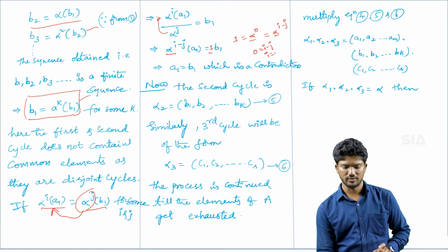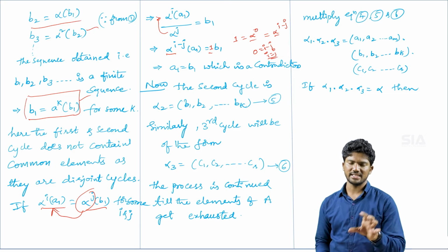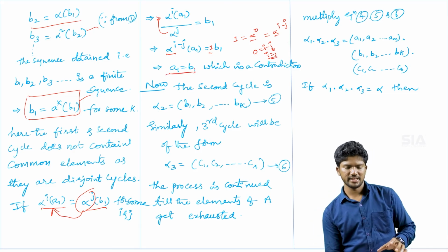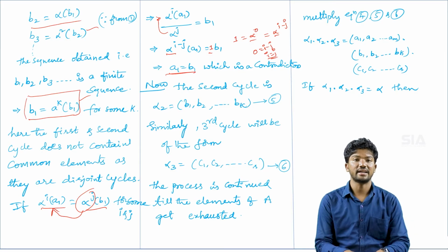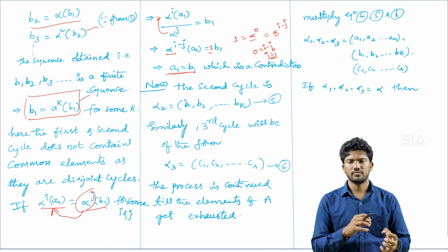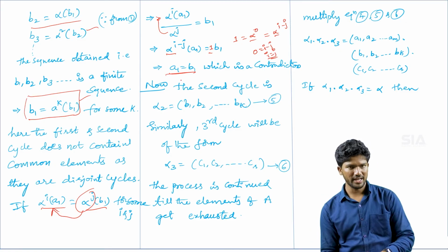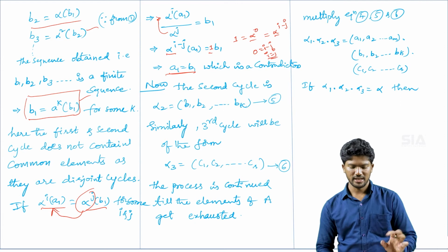So therefore i is equal to j. Whenever you have i is equal to j, simultaneously you can say that A1 is equal to B1, which is a contradiction. Why? Because we took B1 as a different element from A. But here we got A1 is equal to B1, which is a contradiction.